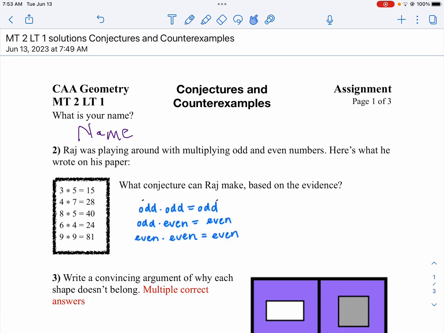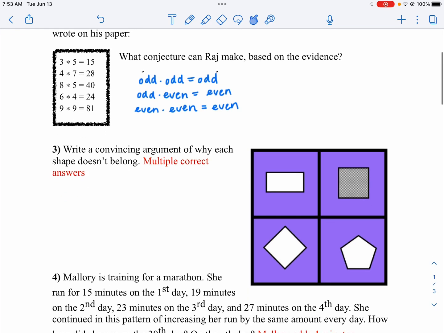On question number 3, there's multiple correct answers here. Make sure you write a convincing argument for why each one doesn't belong. Why doesn't the rectangle belong? Why doesn't the shape in quadrant 1 belong? Why is the shape in quadrant 3 different than the other 3? And why is the shape in quadrant 4 different from the other 3? You just write down your reasons. There's multiple correct answers on there.